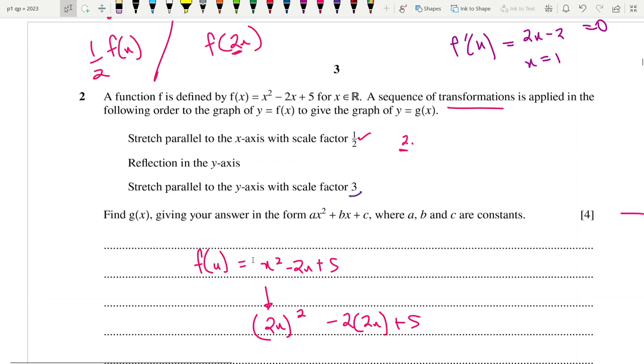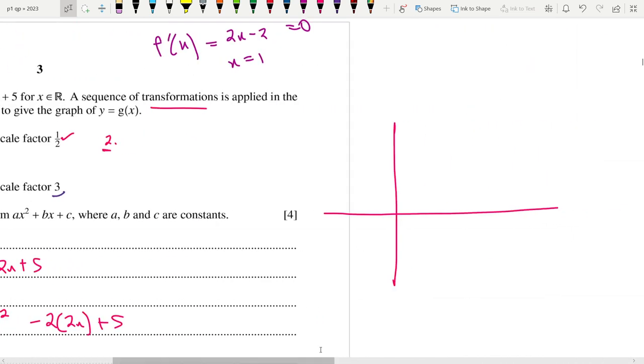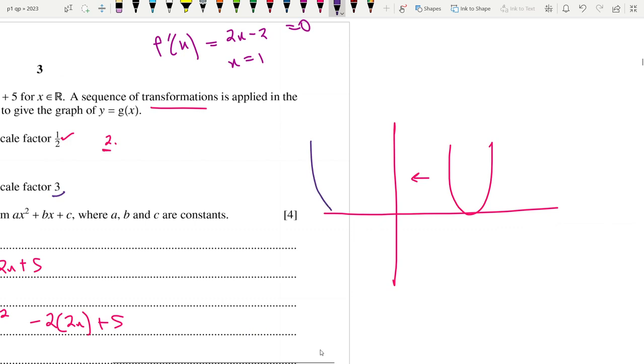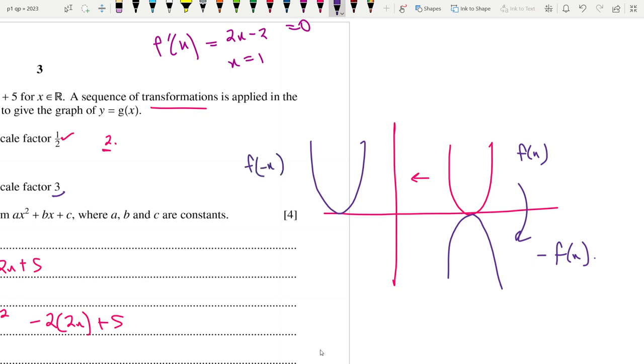Next, reflection in the y-axis. What does a reflection in the y-axis mean? Basically, this graph goes here. So it is a horizontal reflection, and sometimes you will get reflection in the x-axis. So for this to occur, you just need to give minus f(x). For example, if this is f(x), this one will be minus f(x). All the values become negative. But here what happens, the values of y are positive, it's just that the values of x turn negative.